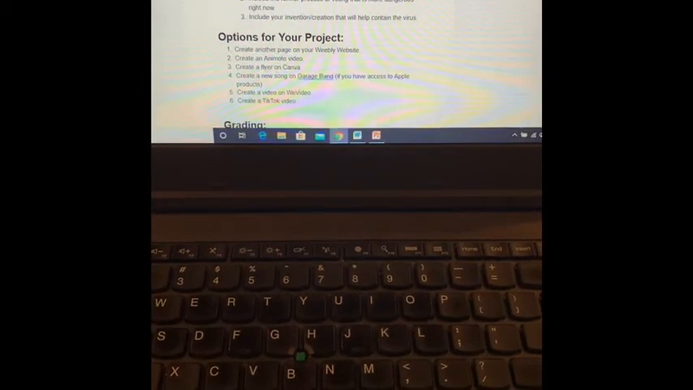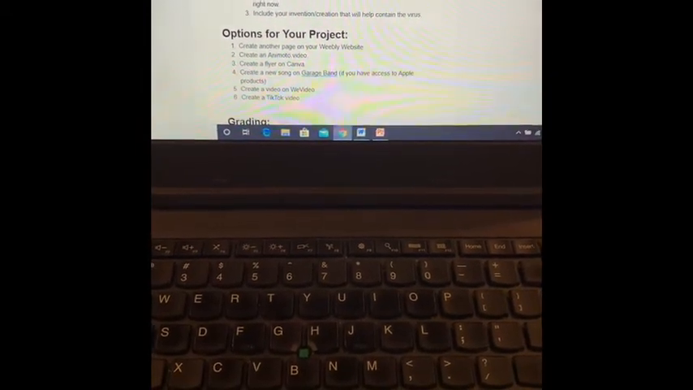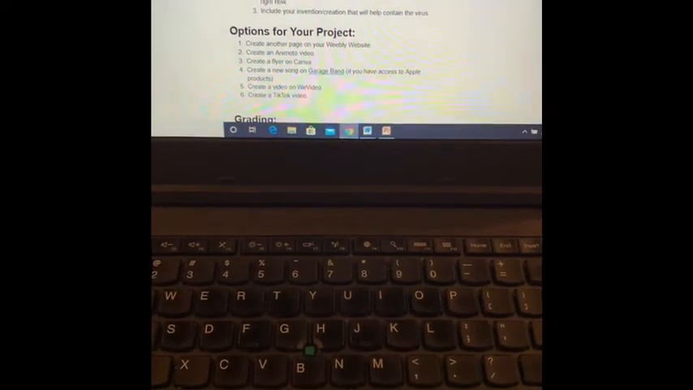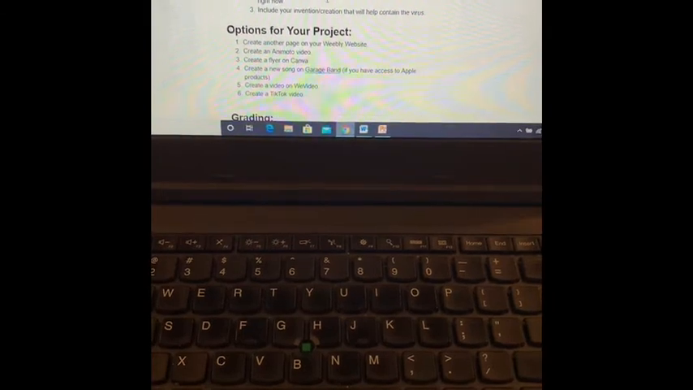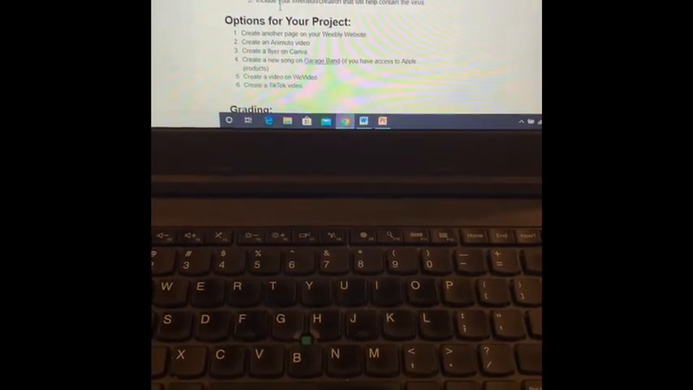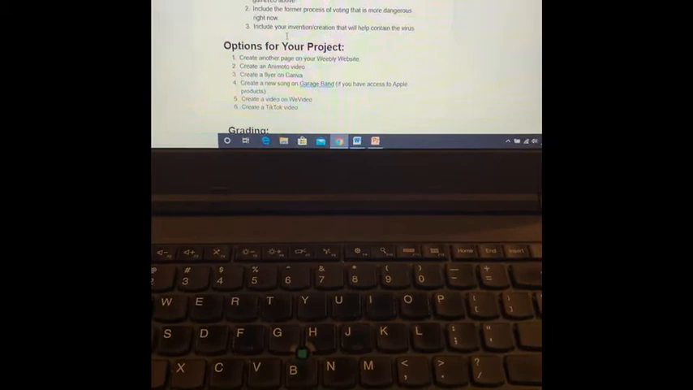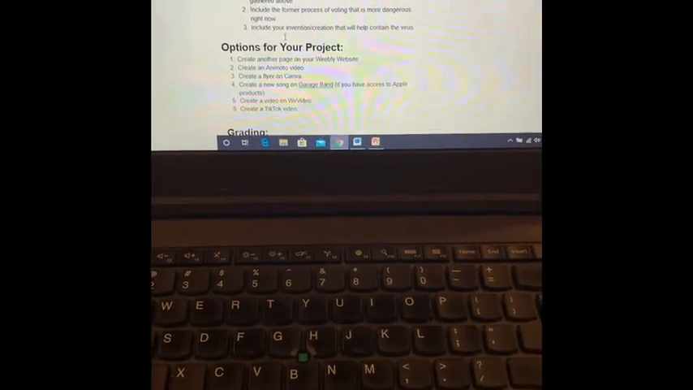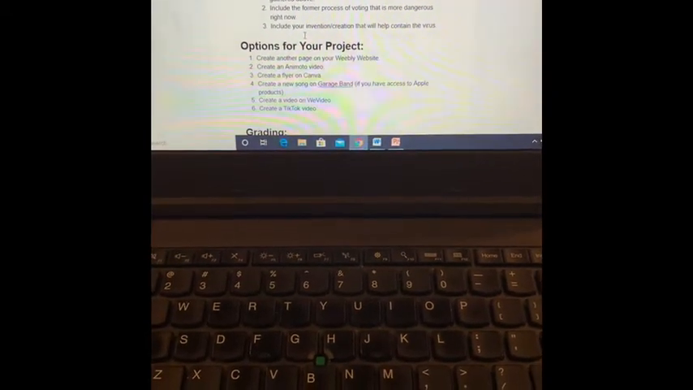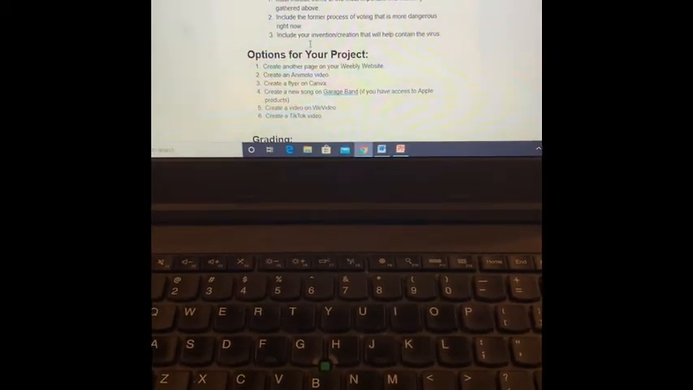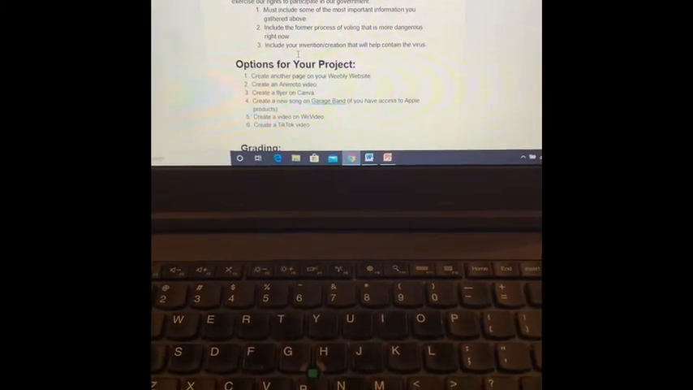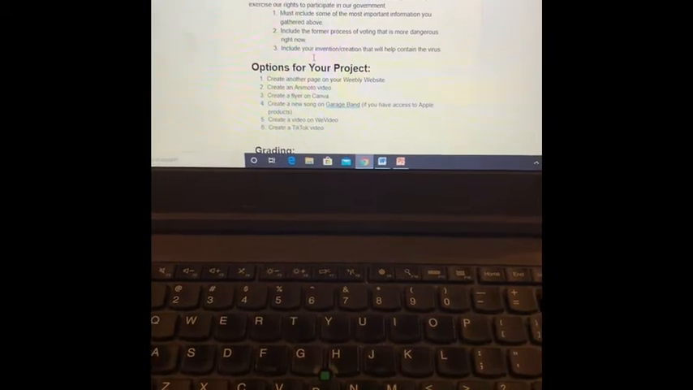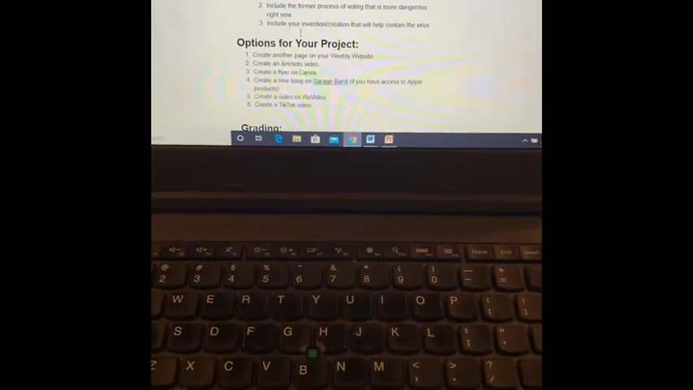So there are a few requirements here. They must include important information that they'd gathered above. Has to include the former process, has to include their kind of creation plan, their invention. They get to really be creative in this part of the lesson plan to really come up with what they feel is the best solution to a voting process during this COVID-19 pandemic.